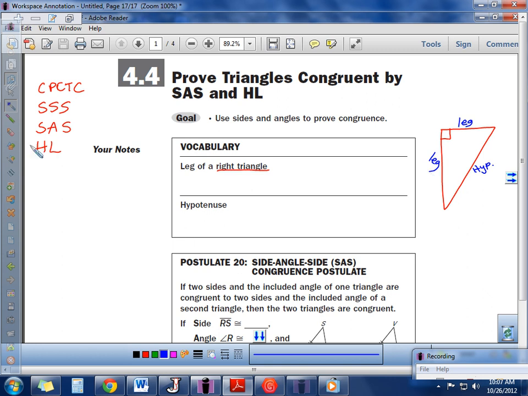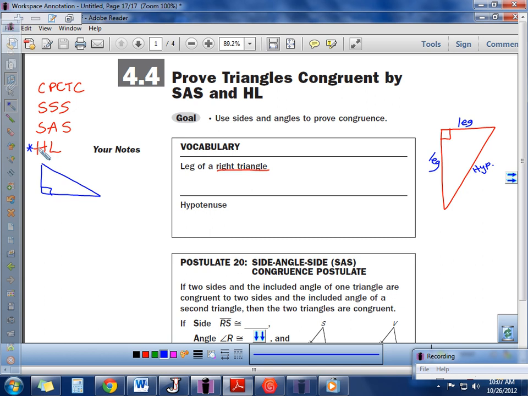I think you should put a star by this one, because this is the one that you need to study a little bit more, because this is the one that's commonly missed on the test, HL. It stands for hypotenuse leg. So it's kind of interesting. Whenever you have hypotenuse leg, you're obviously going to have a right angle. You must have a right triangle to use hypotenuse leg.